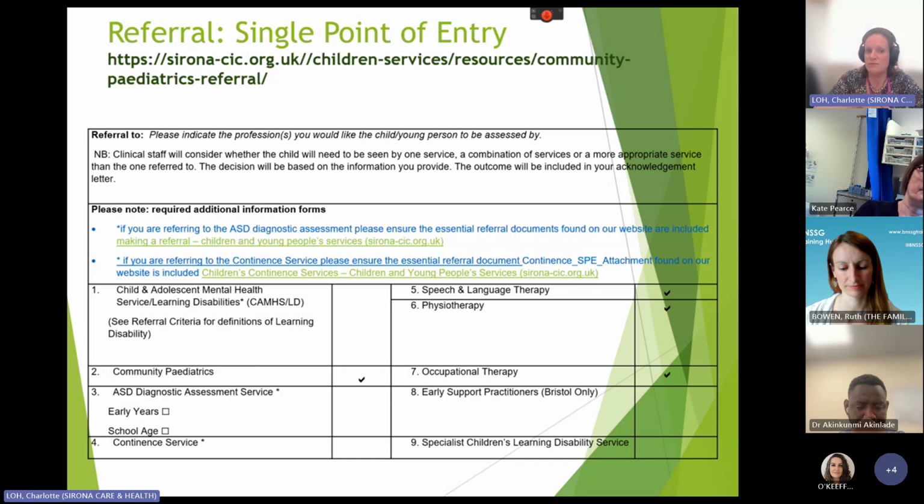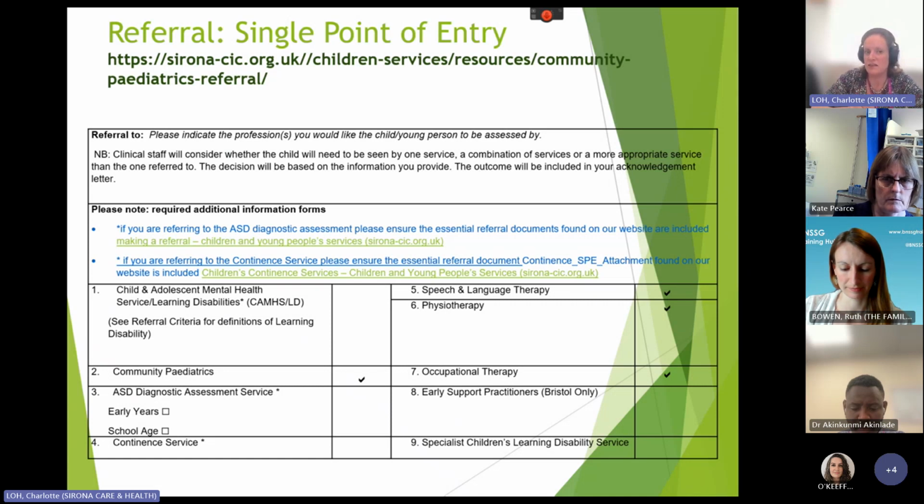If you've got a child who seems to have difficulties across the board, so for example, a global developmental impairment, for example, in a cerebral palsy, it's best to tick all the ones that you think are relevant. The outcome will be decided by whoever triages.